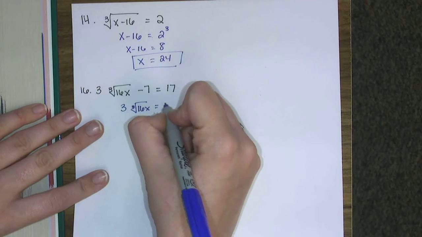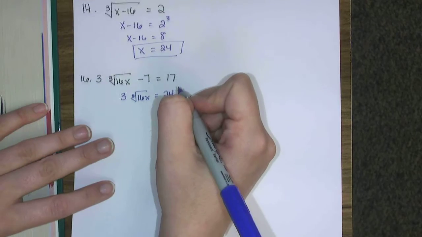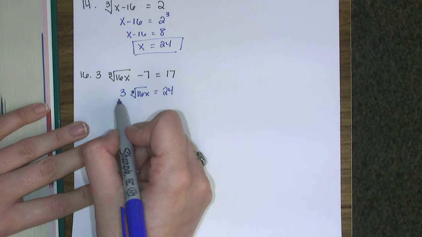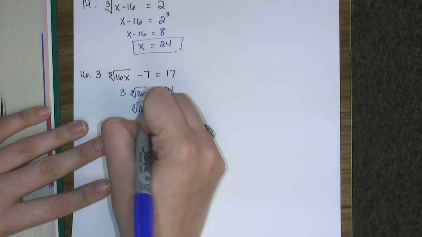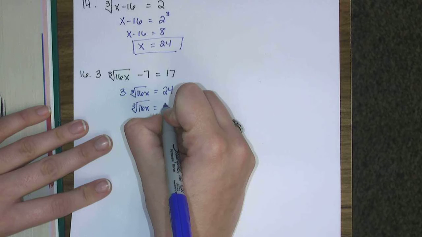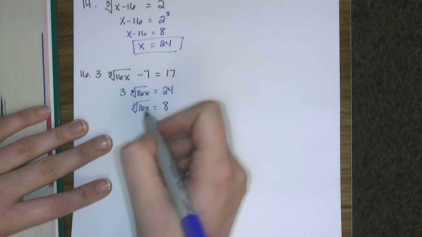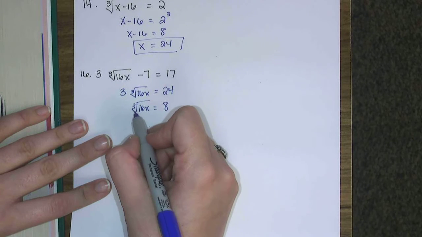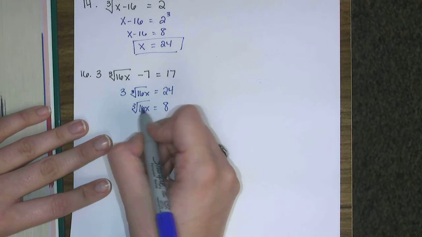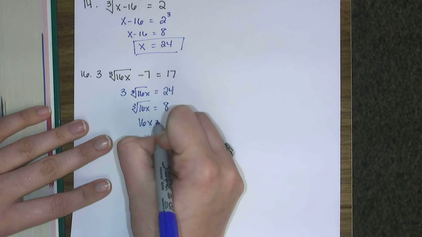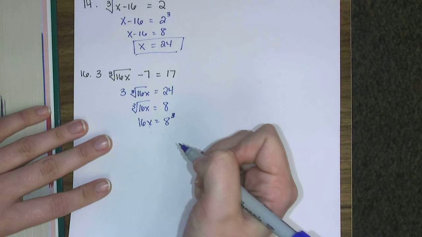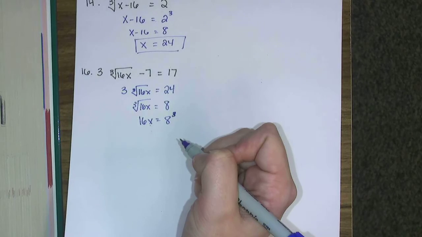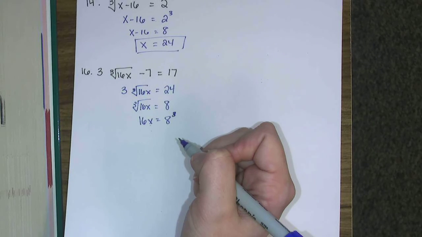Yeah, 24. Now I need to divide by 3 on both sides. So the cube root of 16x is equal to 24 divided by 3 is 8. So now, because I have the cube root, to get rid of it, I need to cube both sides. So 16x is equal to 8 cubed. Now I know 8 times 8 is 64, and I could actually do that out, but I'm going to do it on my calculator. 64 times 8 is 512.